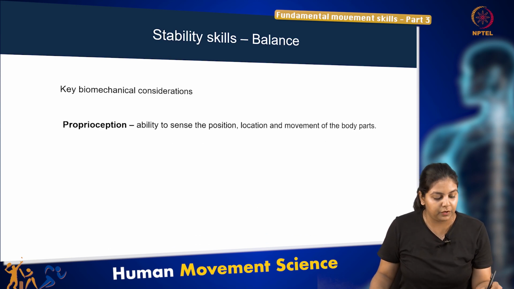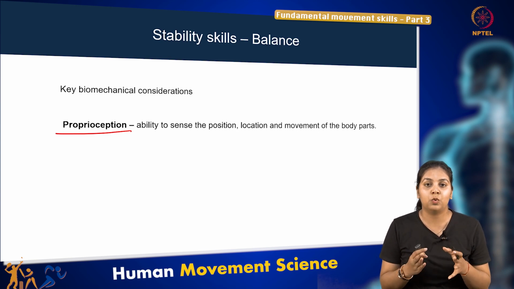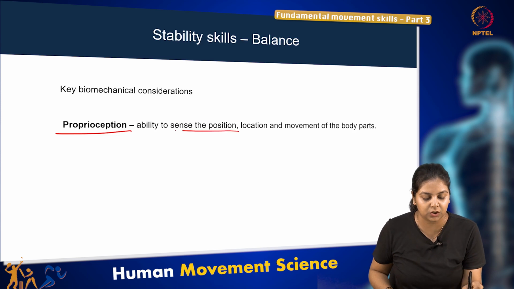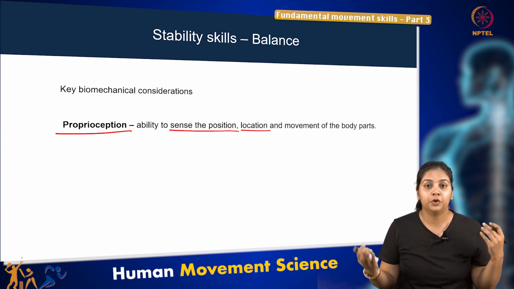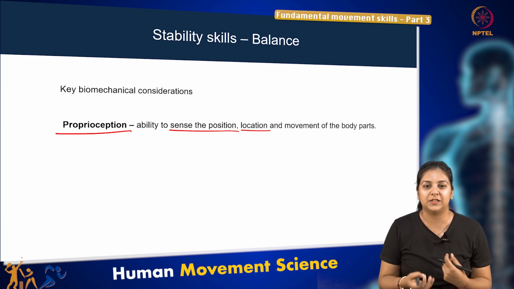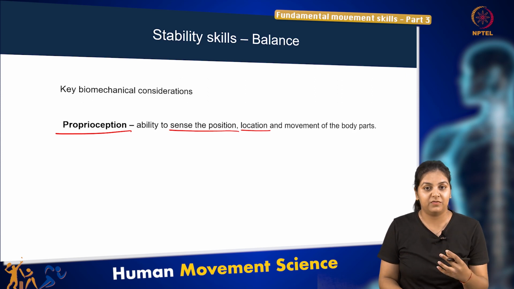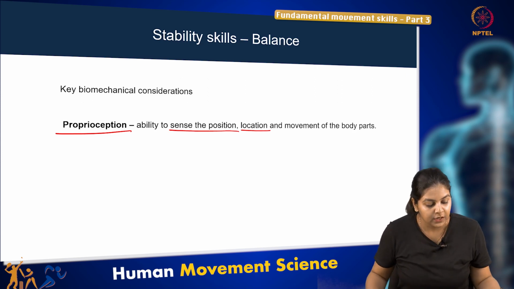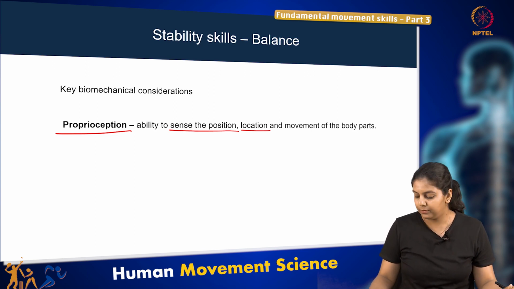So for example, proprioception. We're looking at this word for the first time. Proprioception is one's ability to sense the position, location, and movement of the body parts. So for example, if you get someone to close their eyes and stand on one leg, you're taking away the sense of position and location. Hence, your proprioceptive ability is something that you need to work on. So proprioception is that ability to sense the position, location, and movement.